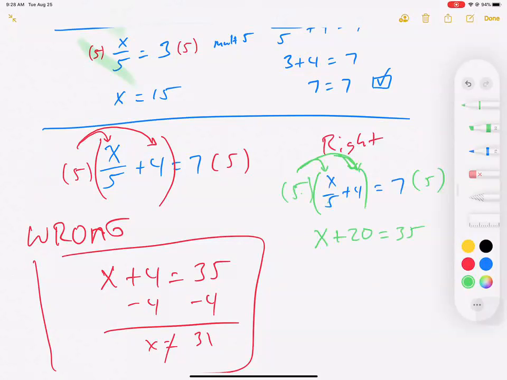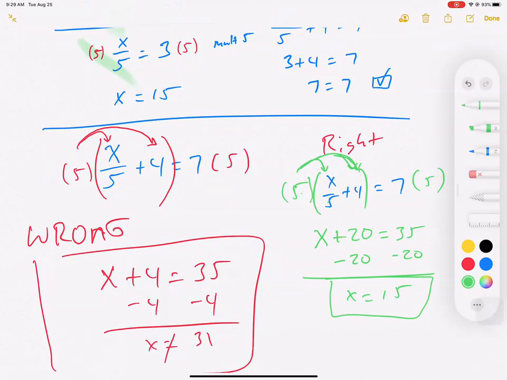Now, this goes back to a one-step equation. What's the opposite of plus 20? I can see that's a minus 20 to both sides. x equals 15. So we could end up with the same answer, but oftentimes we make the simple mistake where we forget to multiply everyone by that 5 or by the constant number. Okay, so be careful about that.